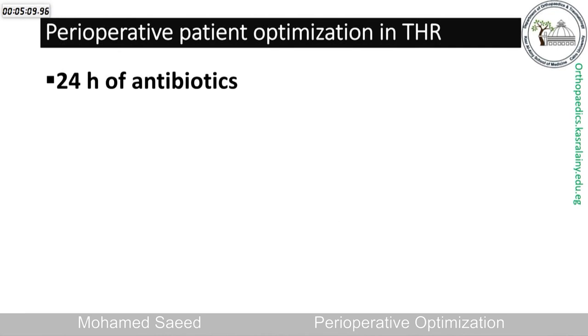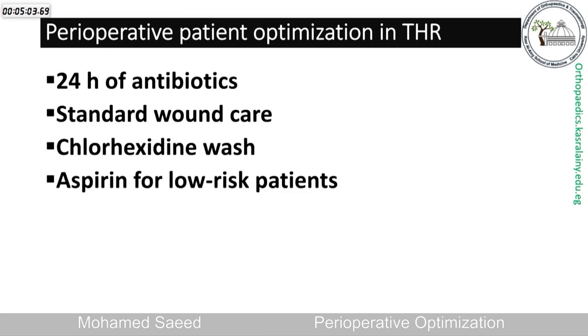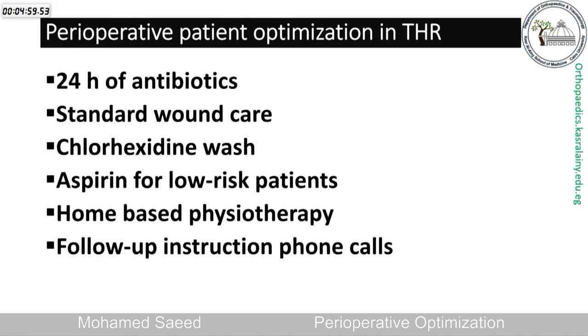And the other items that we are using: 24 hours of antibiotics, standard wound care, chlorhexidine wash, aspirin for low risk patients, home-based physiotherapy, follow-up instructions by phone calls. This was studied by Von Horn et al., 2019, and he found that these bundles have a significant improvement in the outcomes of the patients.